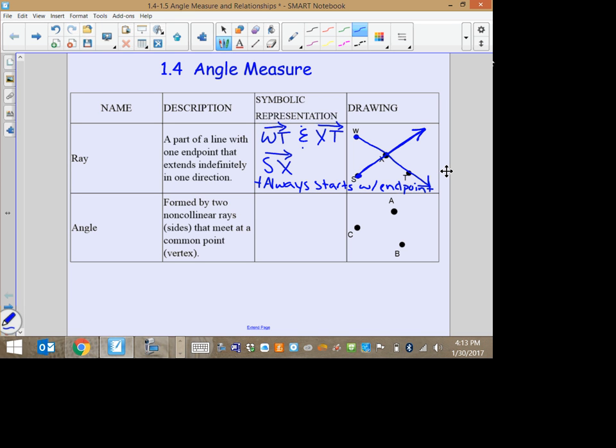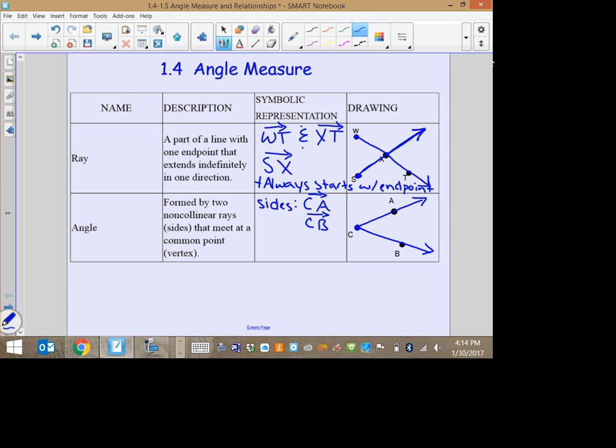An angle, you guys have seen angles before, but we're going to give it a formal definition. It is formed by two non-collinear rays or sides that meet at a common point or vertex. So we can extend a ray from C through A and then also from C through B. So our two sides or rays are ray CA and ray CB. And those are our sides.